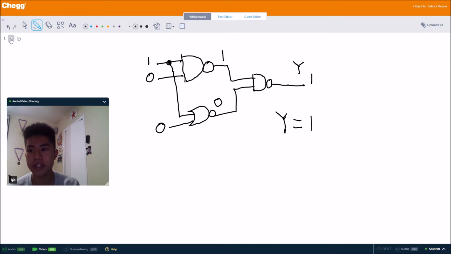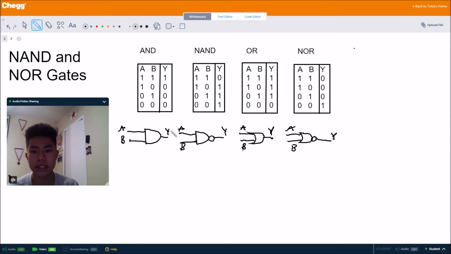1. Something interesting about the NAND and NOR gates that a lot of people don't realize at first, because it's not very intuitive, is that the NAND and NOR gates are what we call universal gates. And I'll prove that with a NAND gate. What a universal gate means is that you can create all logic gates with that gate.